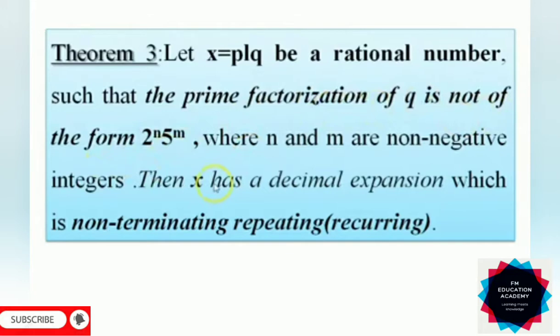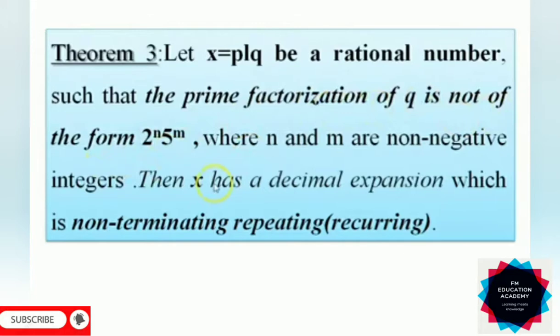That is, if you observe this theorem, it is telling that suppose a rational number x is there, and that can be expressed in p/q form, and the denominator q is not of the form 2^n times 5^m. That is, the denominator will not have factors of 2, or will not have factors of 5, or will not have factors of 2 and 5. Then x will have a decimal expansion which is non-terminating repeating.